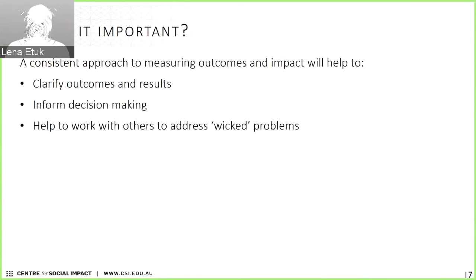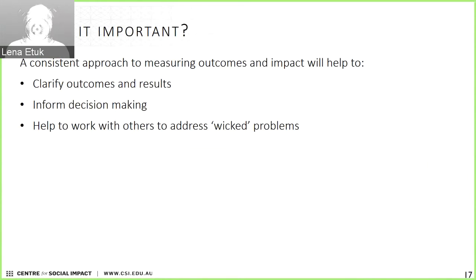So why is measuring outcomes and impact really important? Well, it provides a consistent approach that will help us clarify our outcomes and results. It'll help us inform decision making, and it will help us work with others to address wicked problems. Wicked problems are really complicated, complex problems that are typically societal-wide, and are not easily fixed by one particular agency or one particular organization doing one thing.